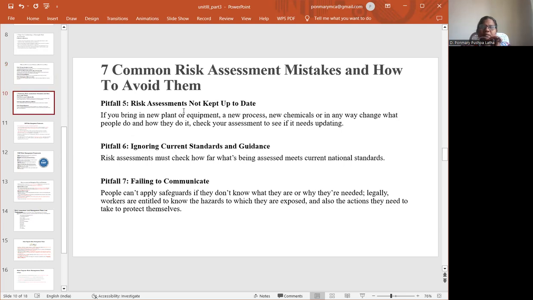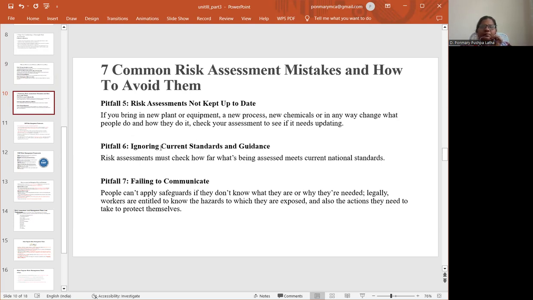The fifth mistake is the risk assessment not kept up to date. So we just have a lot of information on the net, but the risk assessment is not up to date. Maybe the people who are assessing things are not having up-to-date information.